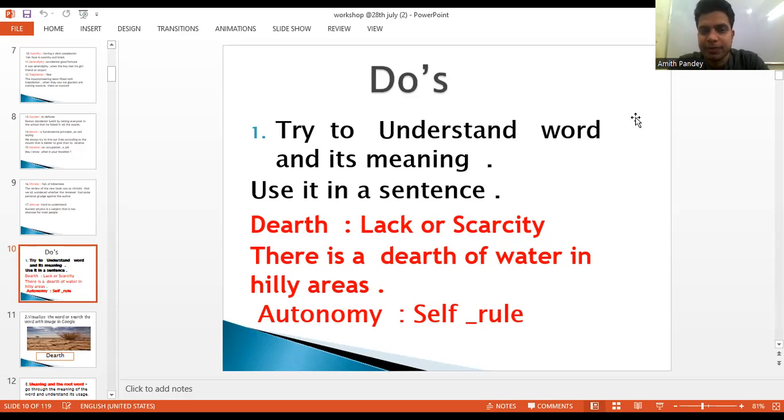So how can we proceed with these things, like what are the smart ways we can learn? The first way is that you have to understand the word. For example, if the word is dearth, which means lack or scarcity. Most of the time what we do is we just learn the meaning by heart, and after that we just forget it. And obviously it will happen. So how can we do it?